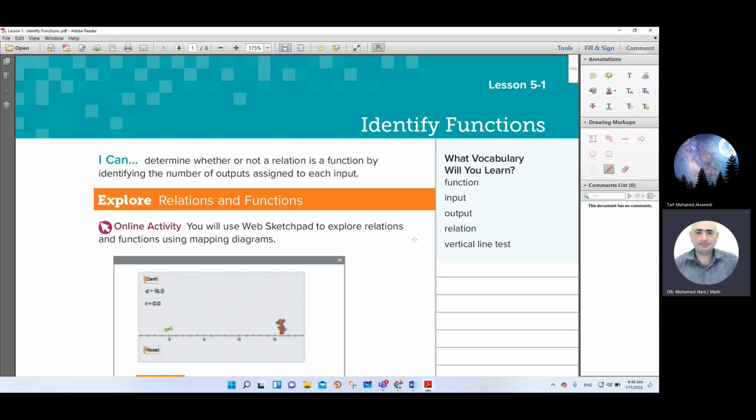Math grade 8. We are in model 5. Today we have the first lesson in model 5.